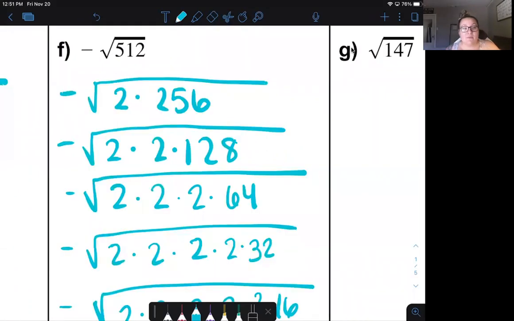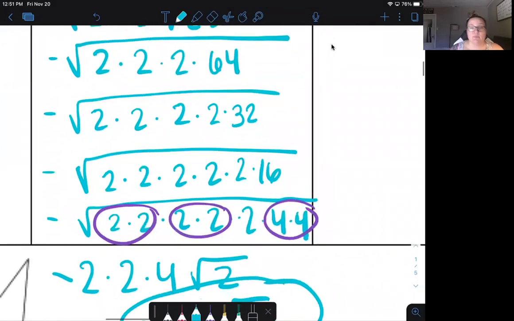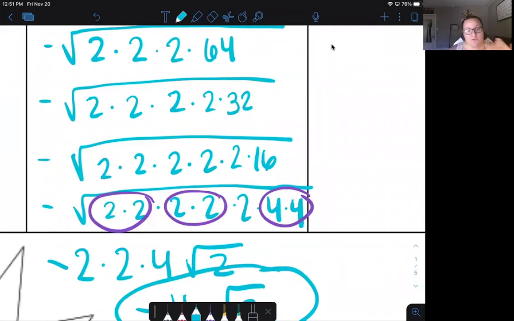So as you can see, I broke down 512 to 2 times 256. I kept that negative out in front of my radical at every step as well. And then I just kept dividing by 2. So then I got 2 times 2 times 128, 2 times 2 times 2 times 64, et cetera, until I broke it down to 2 times 2 times 2 times 2 times 2 times 4 times 4.